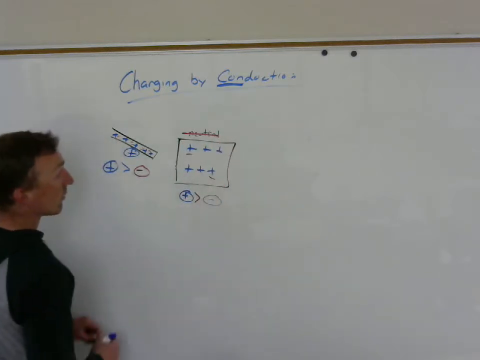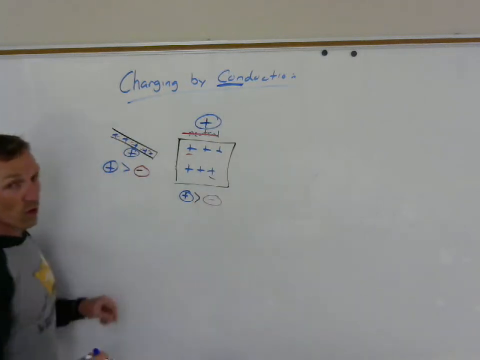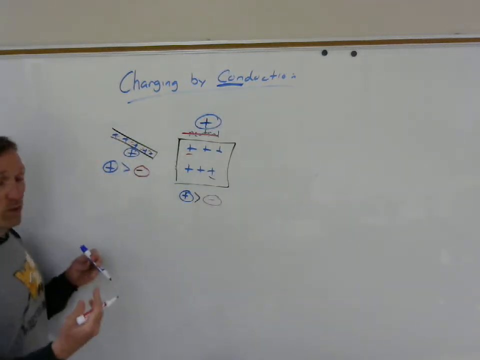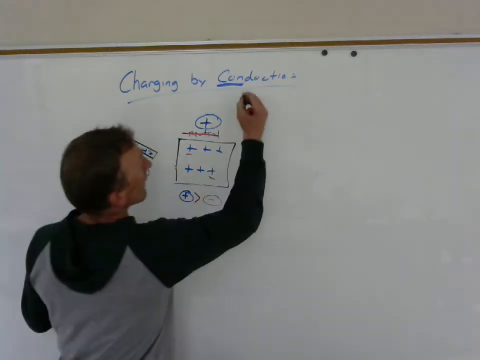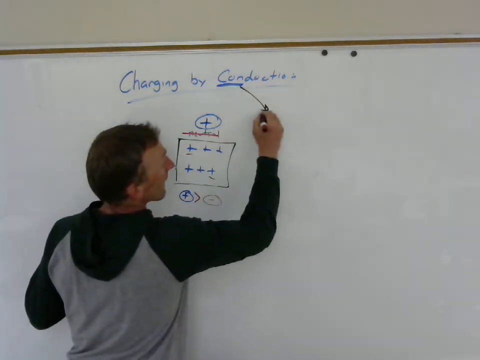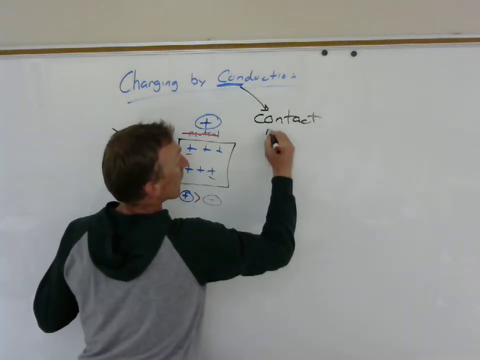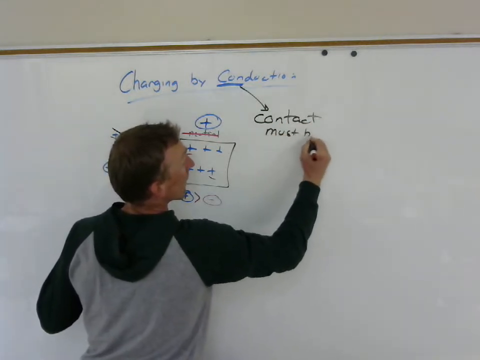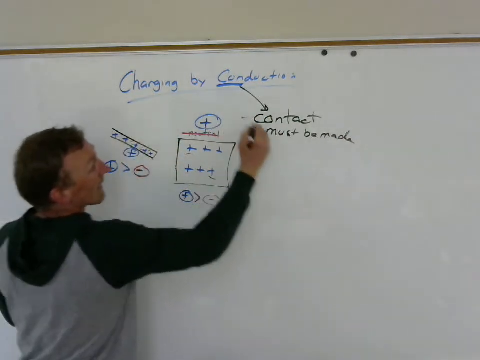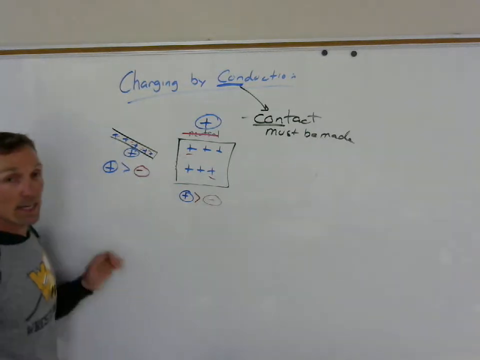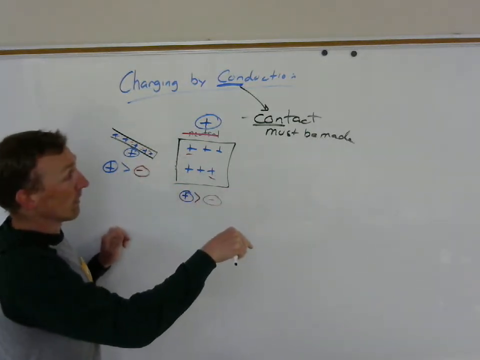It is not neutral. We have just made this positively charged. All right, so what are some of the key factors for conduction? One, and the reason why I underline this is contact must be made. That's why it's contact, conduction, contact. It's got to make actual physical contact with it.